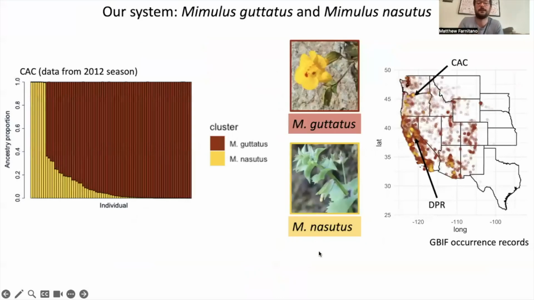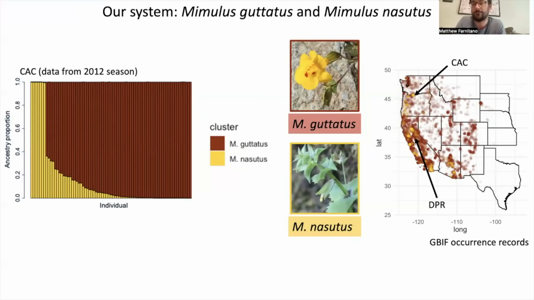So keeping those scenarios in mind, we're going to take a look at our study system, Mimulus guttatus and Mimulus nasutus. So Mimulus guttatus is an outcrossing wildflower. It's got big, showy yellow flowers. Mimulus nasutus is a close relative that is self-fertilizing. So it's got these tiny little yellow flowers. Sometimes they don't even open up. When they do, they're much smaller than guttatus, and it's mostly self-fertilizing.